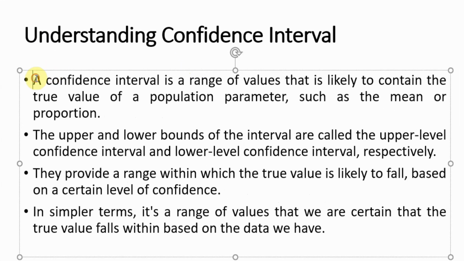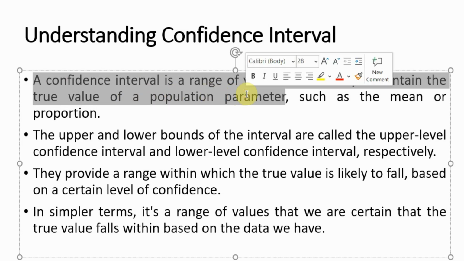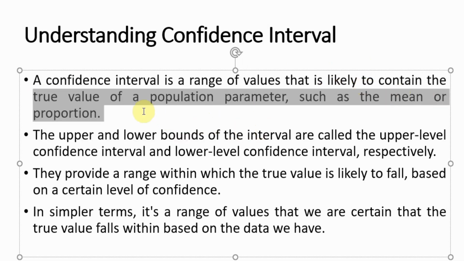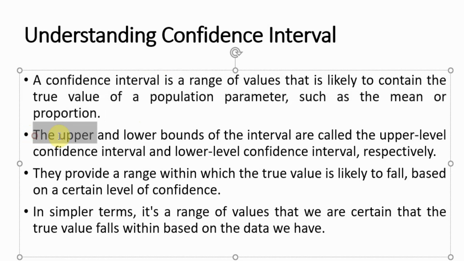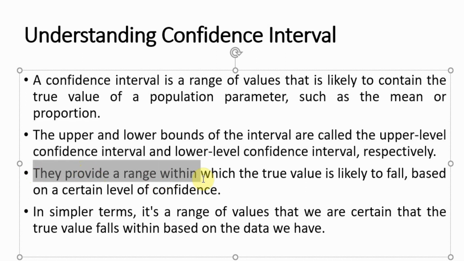Understanding confidence interval. A confidence interval is a range of values that is likely to contain the true value of a population parameter. Since we cannot study the population, we have confidence intervals to provide us with the true value of the population parameter, such as the mean or proportion. The upper and lower bounds of the interval are called the upper level confidence interval and the lower level confidence interval, as we saw in the output earlier. They provide a range within which the true value is likely to fall.